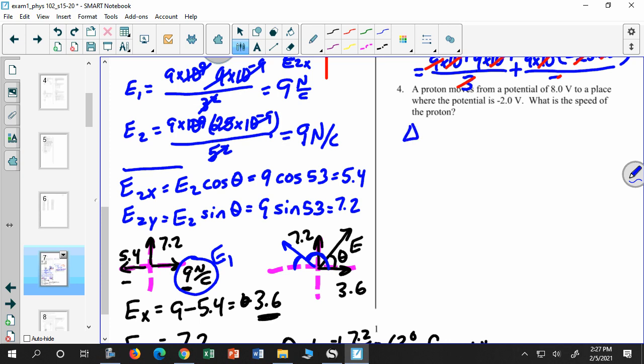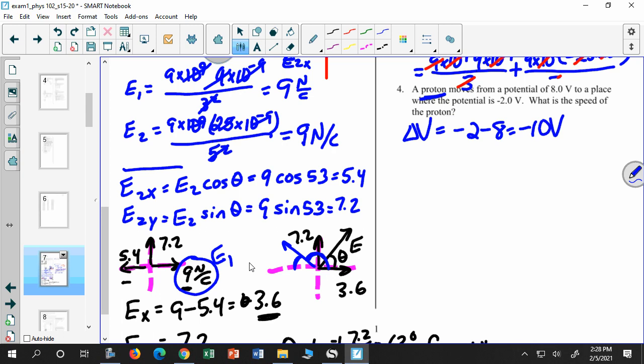So first of all, I need to know what delta V is. Delta V is V final minus V initial, minus 2 minus 8, minus 10 volts. One mistake students will make is they'll say it's 6 volts instead of 10 volts. But in this case, it's minus 10 volts. The sign doesn't matter that much because we're just looking for the speed. Also need to recognize it's a proton. That'll tell me its charge and its mass.